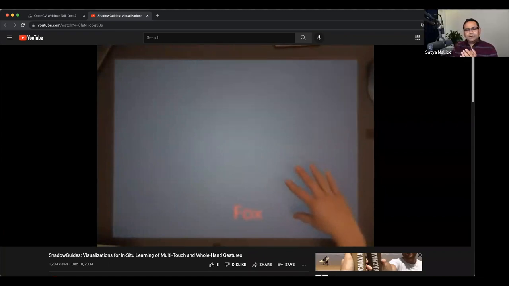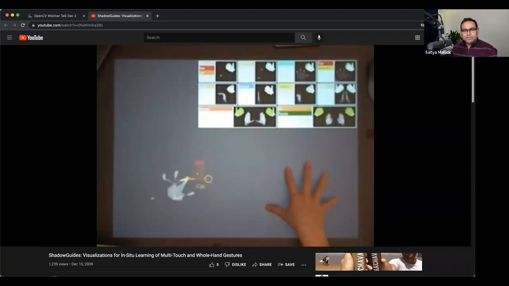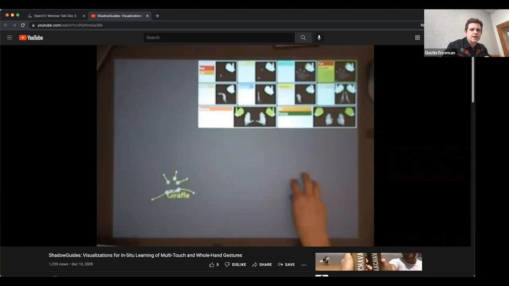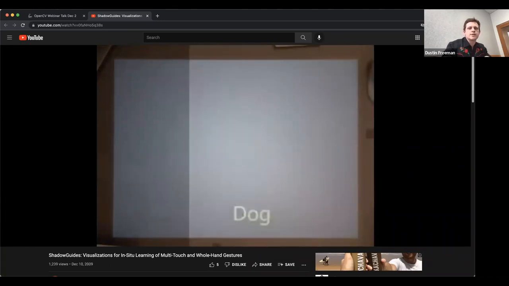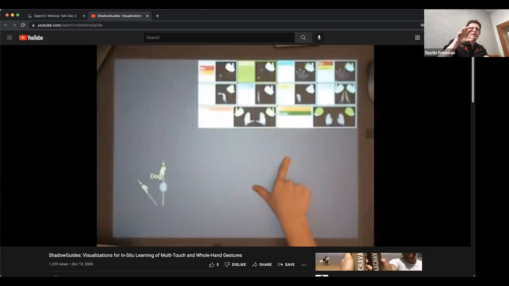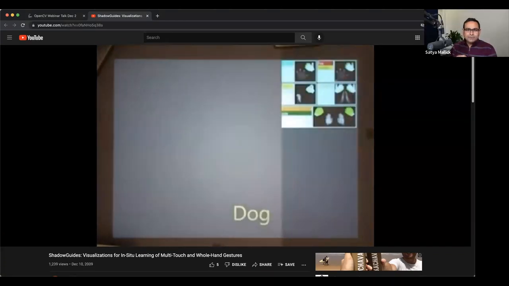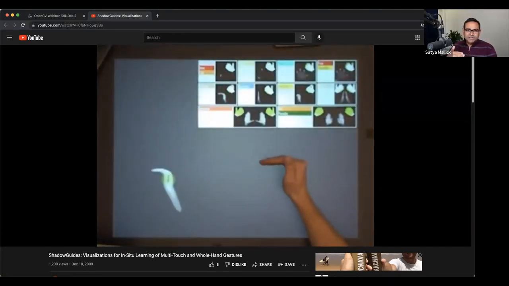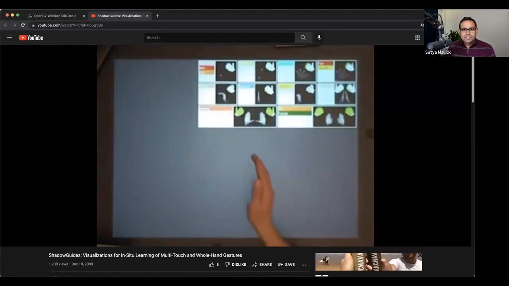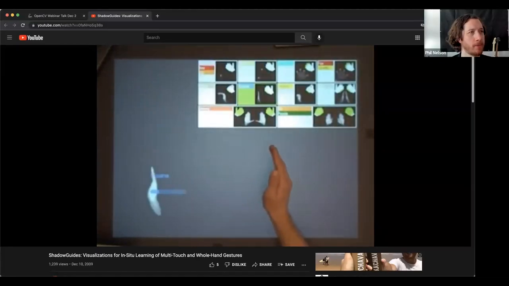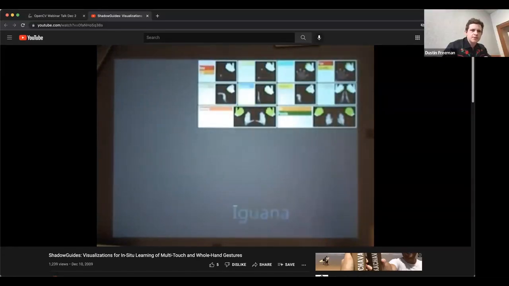This was a camera looking down at the hand and the gesture would be on the table? No, this is a Microsoft Surface, and we're looking with a camera down on the table. Okay, so the camera is not actually seeing the gesture. It is contact with the surface. It's just a dumb camera. Yeah. The Microsoft Surface table used something called frustrated total internal reflection.